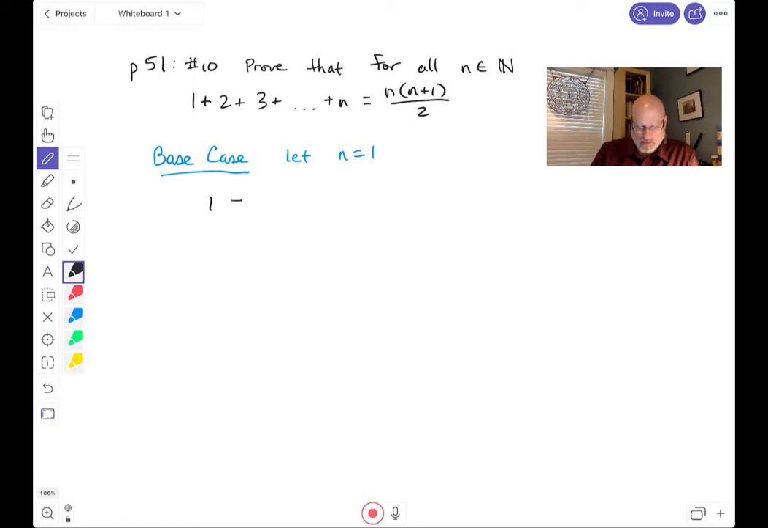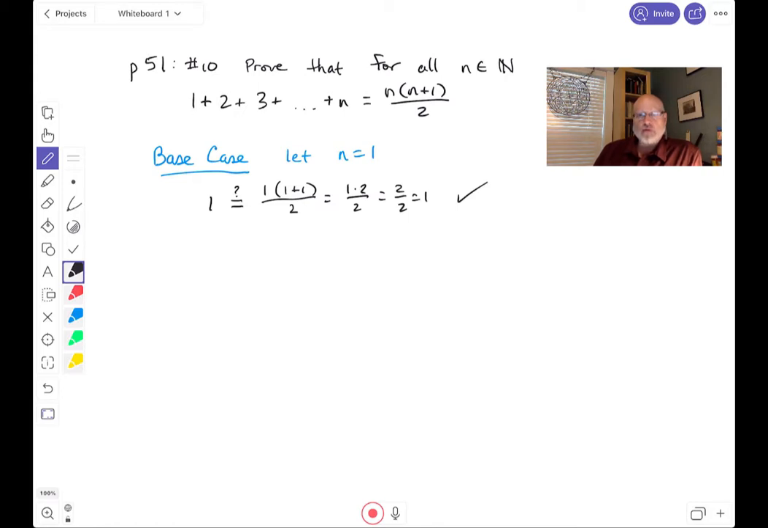On the right-hand side, I'm putting a little question mark over the equals for a minute, we would have 1 times (1 plus 1) over 2. Then we do the math and figure out whether that is really a true statement. If I add the numbers, I get 1 times 2 over 2, and clearly 2 over 2 is 1. So we've shown this is true for the value n equals 1.